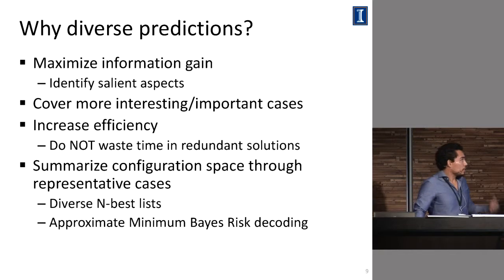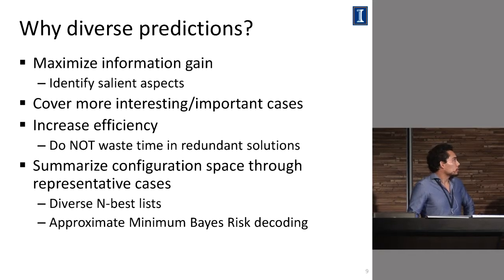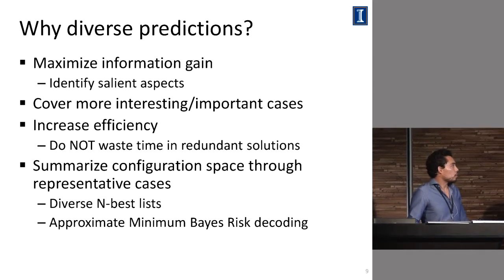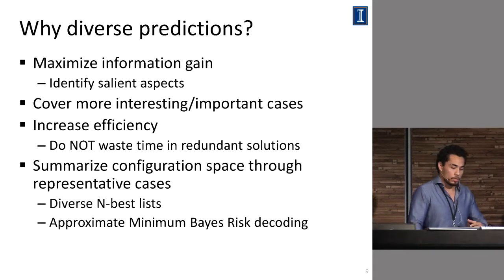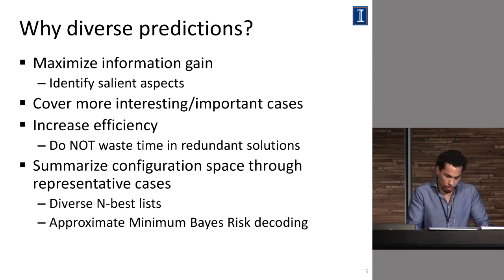Now, the idea of diversity, why is it useful? What we have observed is that diversity essentially maximizes your information gain. It helps you identify salient aspects of your output space. So by enforcing diversity, we're able to cover more interesting or important cases, and we're able to avoid wasting time in redundant configurations or solutions. Having a diverse tuple of predictions or a diverse M-best list of predictions also helps us summarize the configuration space efficiently and do things like approximate minimum Bayes risk decoding.